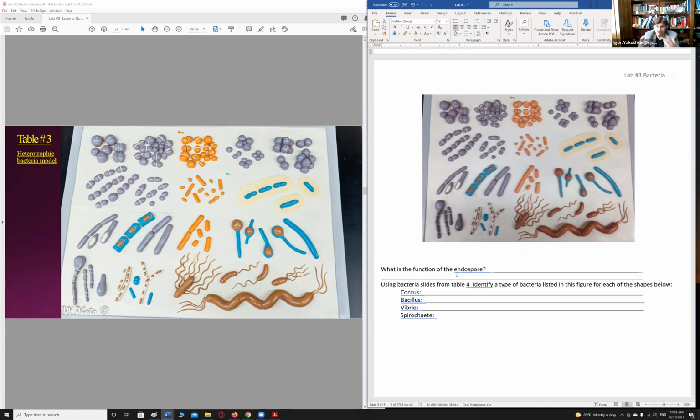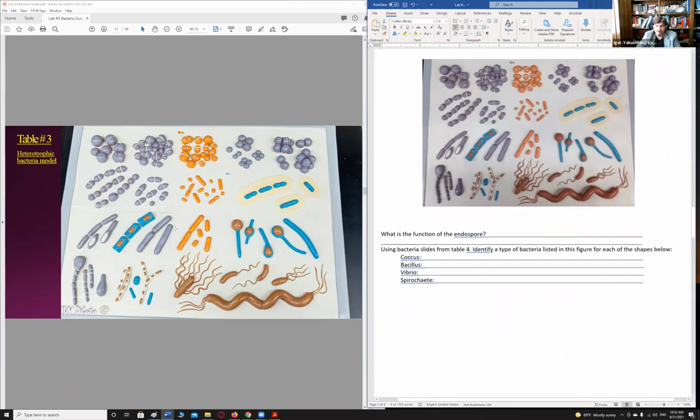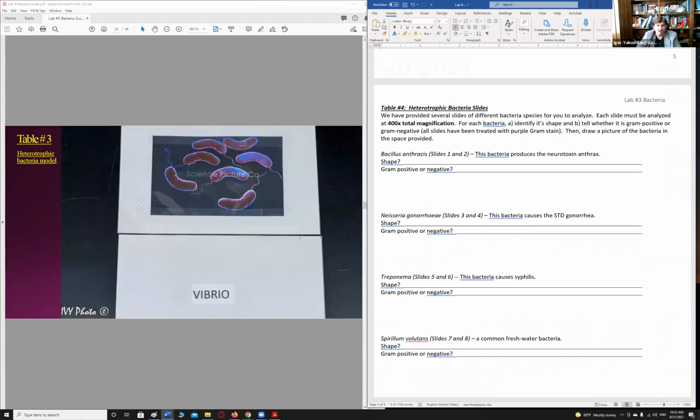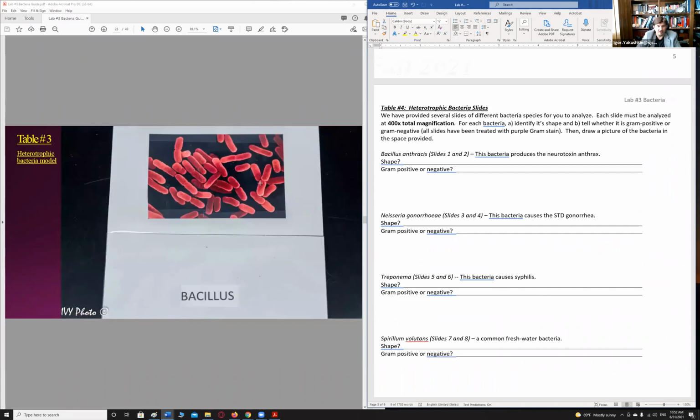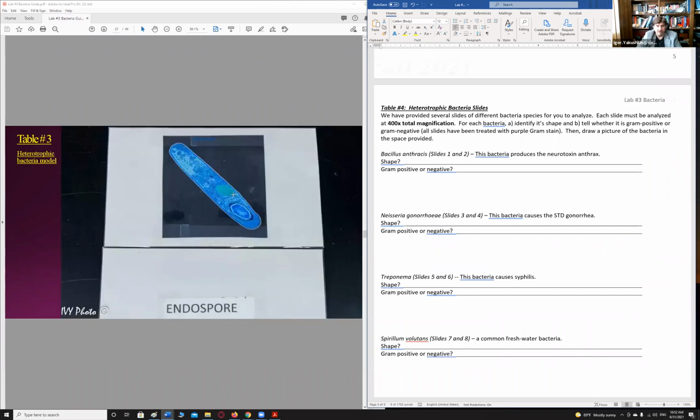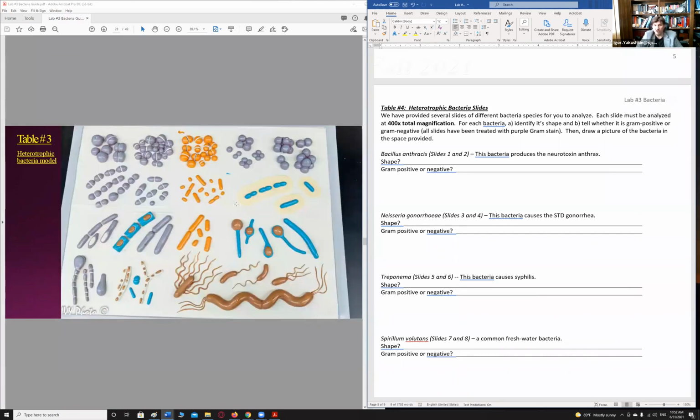So identify coccus, bacillus, vibrio, and spirochete. Coccus, the round ones; bacillus, rod ones; vibrio, comma ones or sausage-looking; and spirochete, a corkscrew. So here we have all of them. The vibrio, kind of sausage or comma; spirochete, a corkscrew; the bacillus is a rod shape; and then the round ones would be, of course, coccus. So make sure that you know those, and you will be able to identify the endospores.